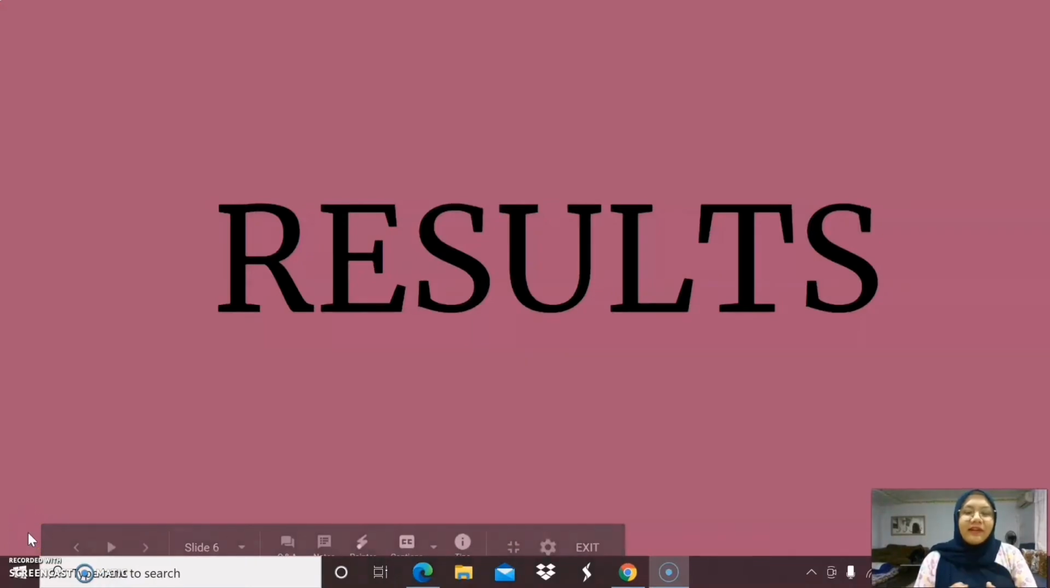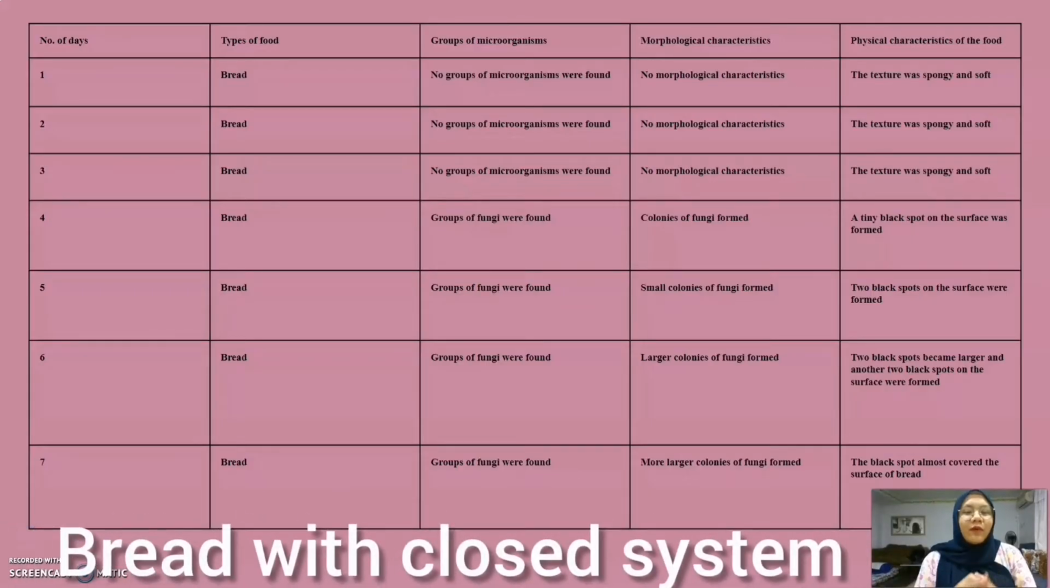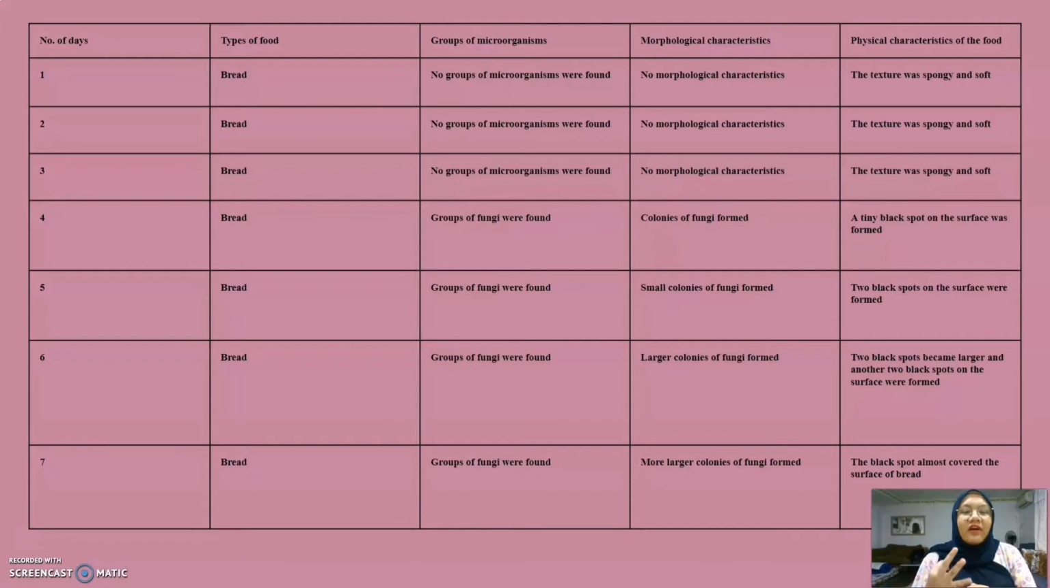So now I want to talk about the results. So this is the result for bread with closed system. For day 1 until day 3, no growth of microorganism and no morphological characteristic formed, and the texture was spongy and soft. For day 4 until day 7, growth of fungi formed and the colonies increased. Thus, the black spots also increased day by day.